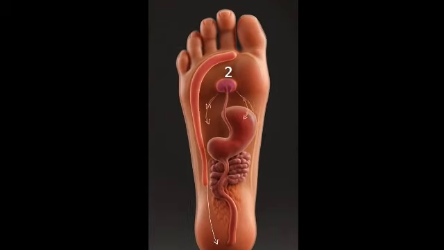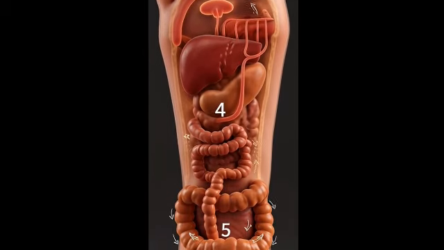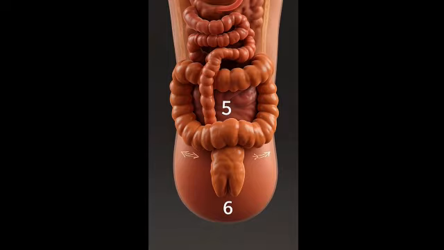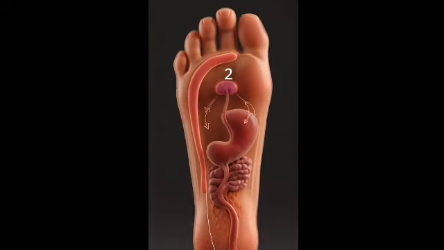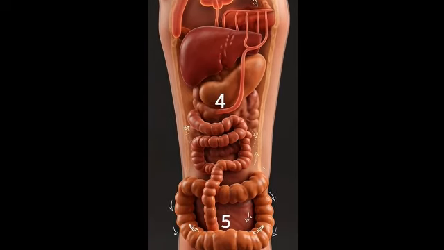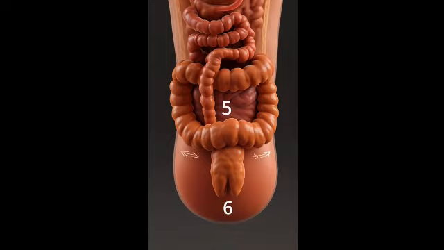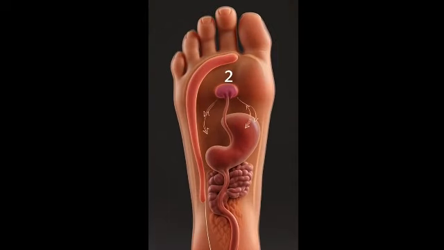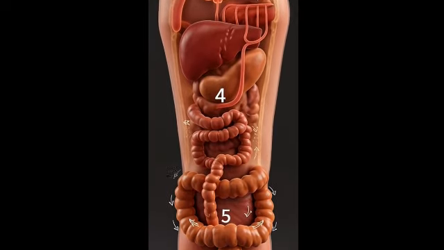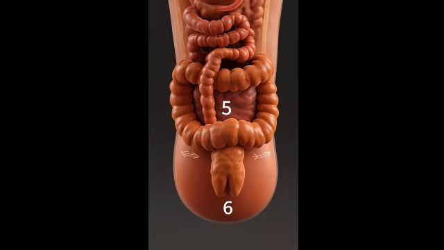Step 1. Ingestion. Digestion begins when food enters the mouth and travels through the esophagus. In this visual, the esophagus starts near the ankle area, guiding food downward into the digestive system.